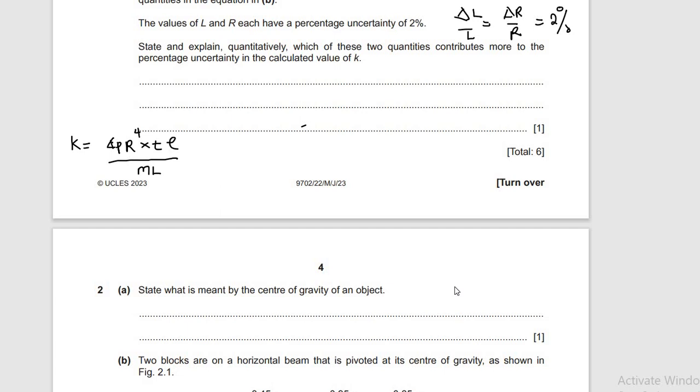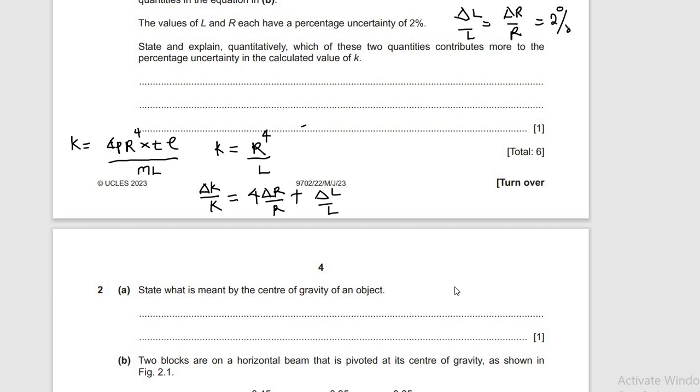So it's about L and R. Let's ignore everything and bring L and R out first. R is on top, L is down. If I'm to find the change percentage uncertainty in K using R and L alone, I will have something like this: 4 change in R over R plus change in L over L.